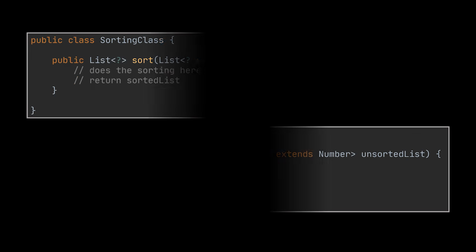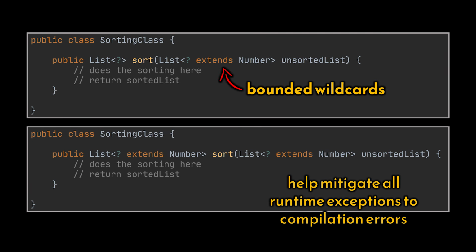Another way to fix it is using bounded wildcards. If our method is meant only for sorting numbers, like Integer, Double, Float, we can limit the wildcard by adding extends Number. This ensures only numeric types are accepted at compile time, preventing unwanted runtime errors.